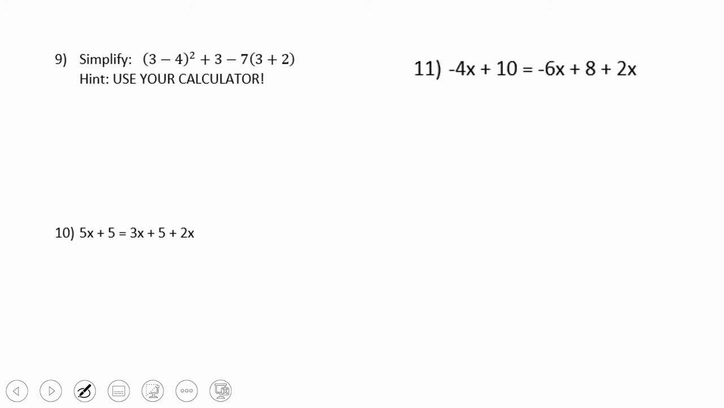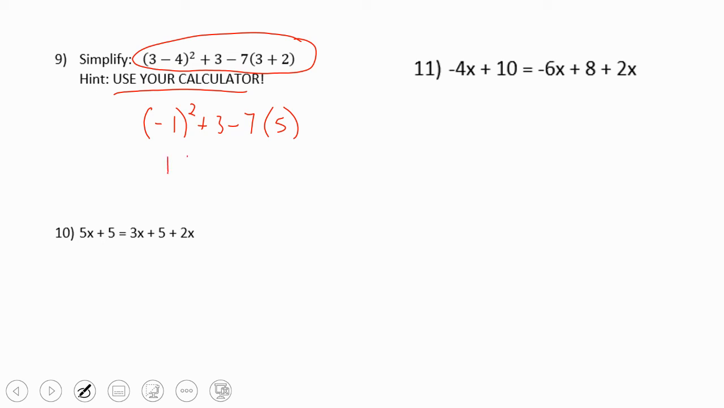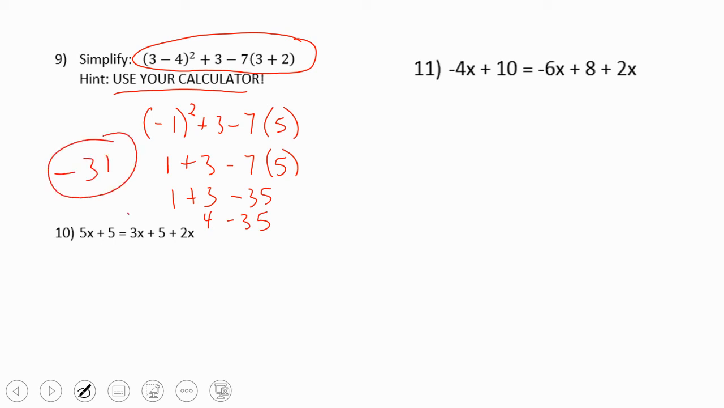Okay, so this one says simplify, use your calculator. If you push the buttons in parentheses exactly like they are, your calculator will do it for you. But I'm just going to go through, I'm going to do the parentheses first. Now I'm going to do any exponents. -1 times -1 is 1. Now I have to multiply. So I have 4 minus 35, which is -31. Again, use your calculator. Get it right all the time.